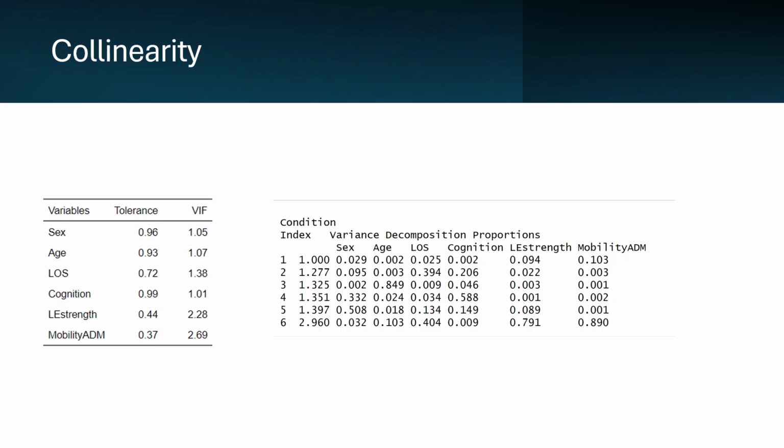So the take-home message from this slide is that we don't see an obvious problem with collinearity, but it's worth looking further, and we know from initial screening that strength and mobility are pretty closely related, and in clinical practice, we would expect that. That makes sense.